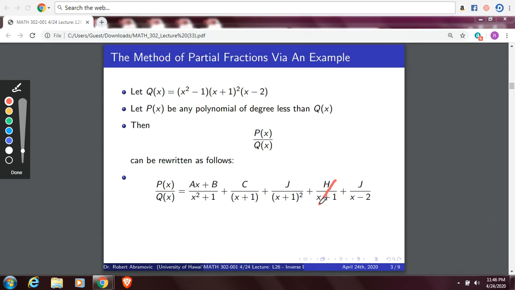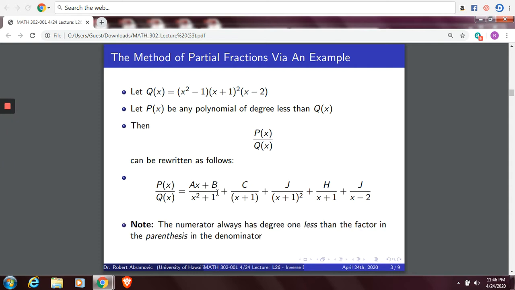And you don't need to worry about this term. It should have just been 4 terms. Okay. The numerator always has degree 1 less than the factor in the parentheses in the denominator, as we said.